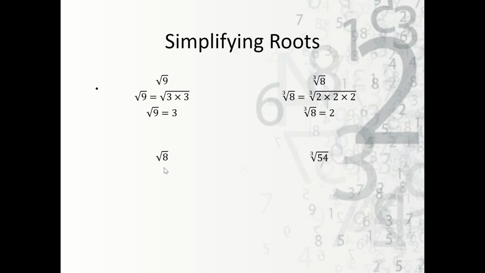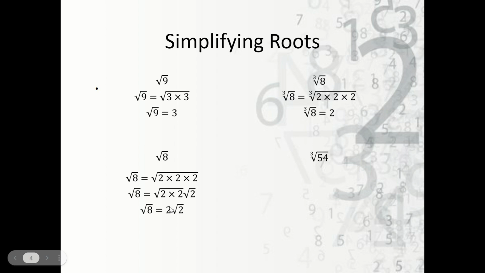Now what happens if it's not a perfect square or perfect cube or whatever we're looking for? For instance, 8 is not a perfect square. Well, we can see that it is 2 times 2 times 2, right? So we do have this first part in common. This is a 2 squared times 2. So we can pull that 2 out from the 2 squared, and we're left with 2 square root of 2.